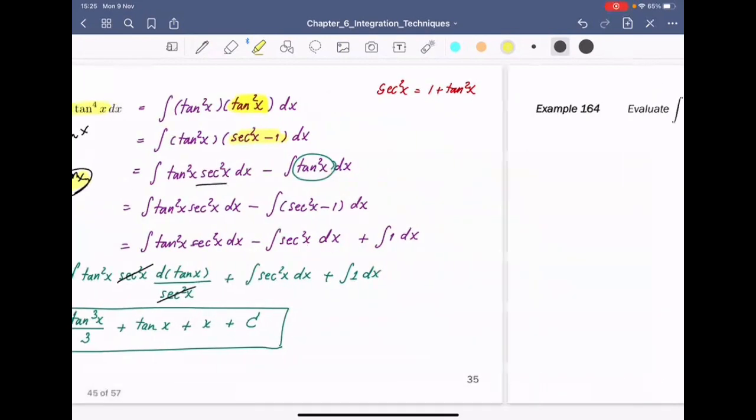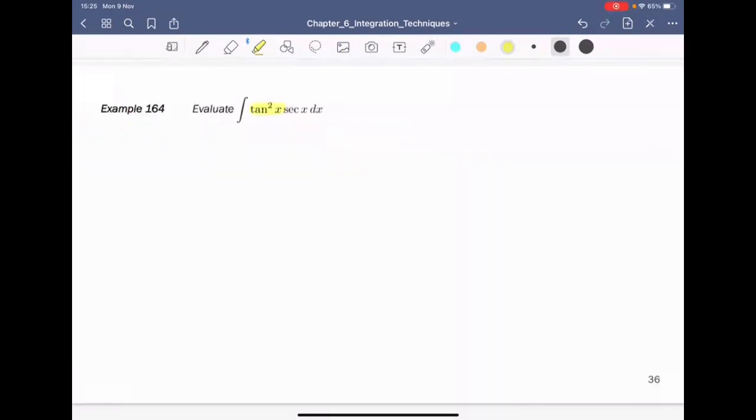When you feel like, hey, I have no way, I cannot pick u equal to sec, I cannot pick u equal to tan, my first suggestion is, let's try to convert the power of tan to secant first. Because if you end up with the secant raised to something, you can bypass. So we're going to reduce this to, well, tan square is secant square x minus 1 times secant x dx.